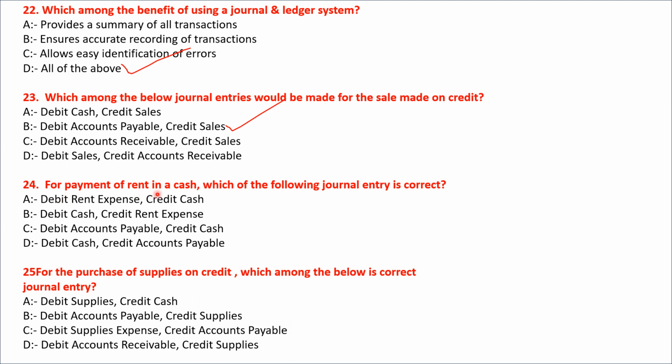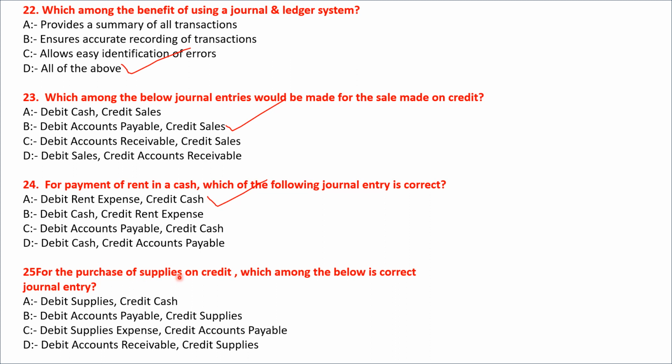For payment of rent in cash, which of the following journal entry is correct? The options are: debit rent expense, credit cash; debit cash, credit rent expense; debit accounts payable, credit cash; and debit cash, credit accounts payable. So the right answer will be option A, debit rent expense and credit cash. Okay, let's see the next question.